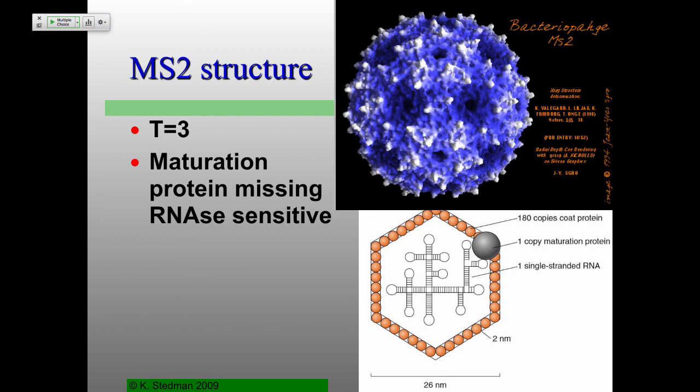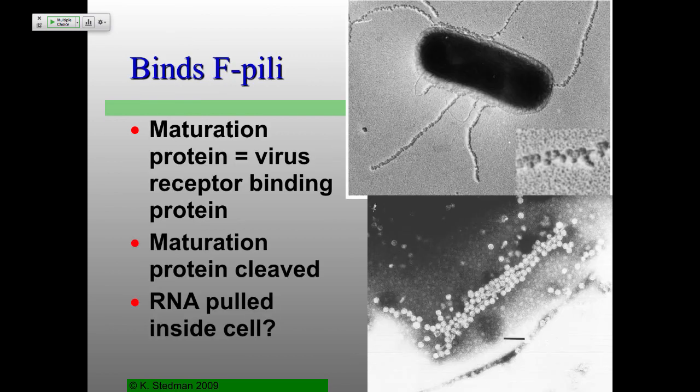So it interacts with the pili. We just saw that already. It's through the maturation protein itself. Here, if you look at a poor E. coli infected by one of these viruses, I think this one is MS2, but it could be Q beta, it doesn't really matter. Here are the pili that are coming off of the E. coli, and they're completely encrusted in all of these virions here.